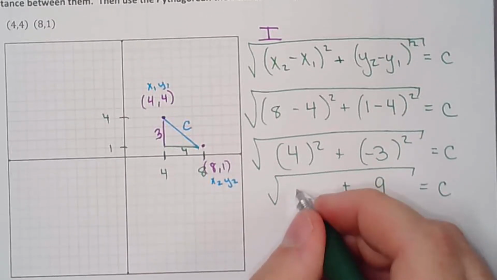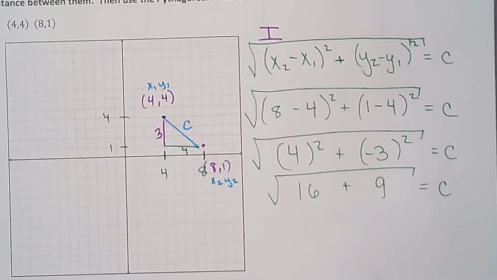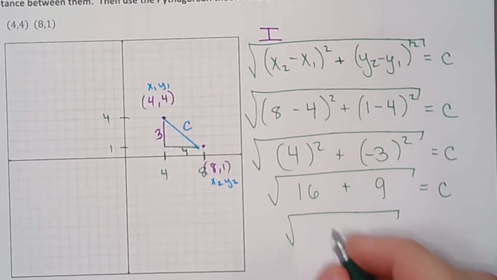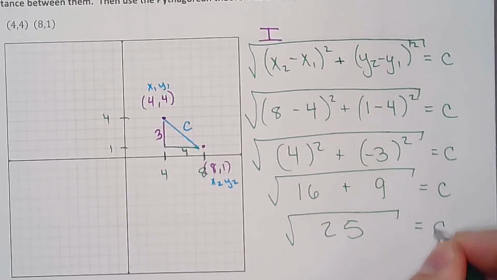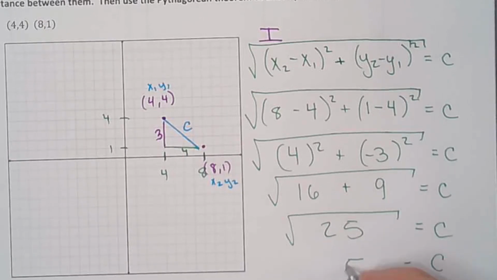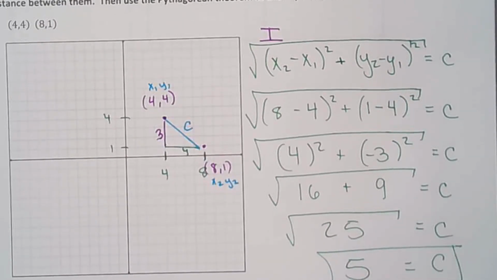What's 4 squared? A fun game to play outside. So 16 plus 9 is? 25. Which means c is going to be equal to the root of 25, which is 5. Cinco. Shocker.